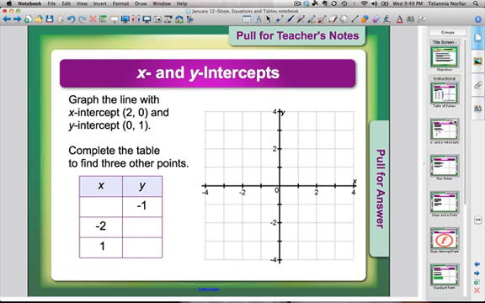X and Y intercepts. Graph the line with x-intercept 2, 0 and y-intercept 0, 1. Complete the table to find 3 other points. So again, plot the x-intercept, which is 2, 0, and then plot the y-intercept 0, 1. Draw the line, and then complete the table to find the other values. Pause the video until everyone has answered.